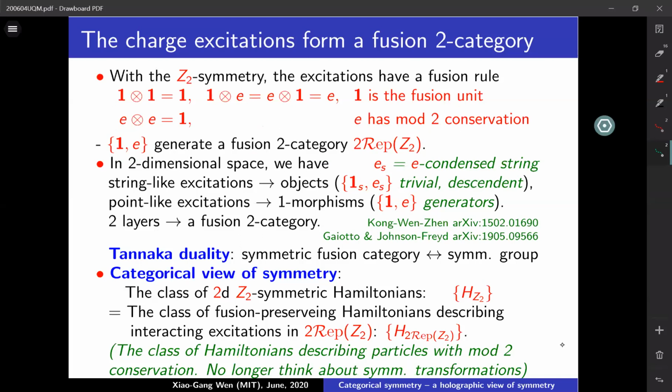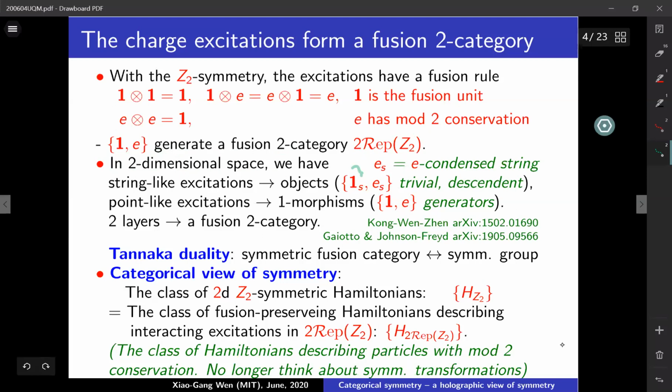Okay, so let me introduce a little bit in more detail. What is this fusion two-category about? The fusion two-category describes excitations in two-dimensional space. In two-dimensional space, in general, we could have a string excitation. That's a one-dimensional excitation. And actually, in this fusion two-category, you do have one-dimensional excitations, and each belongs to a type.